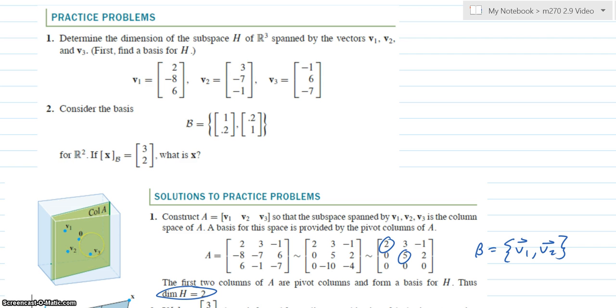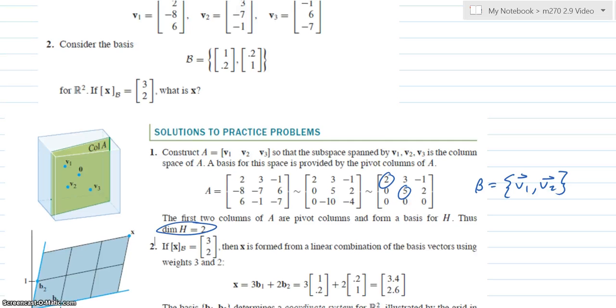And they have a picture here that's really nice. They show V1, V2, V3. They show 0. They show the column space of A. The dimension is 2.